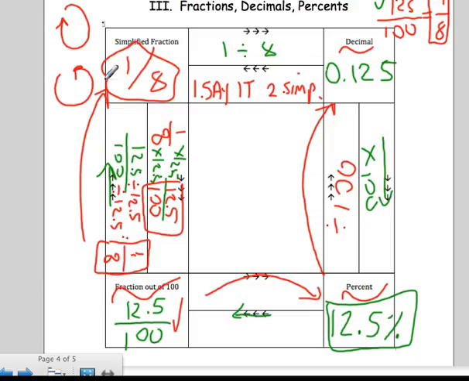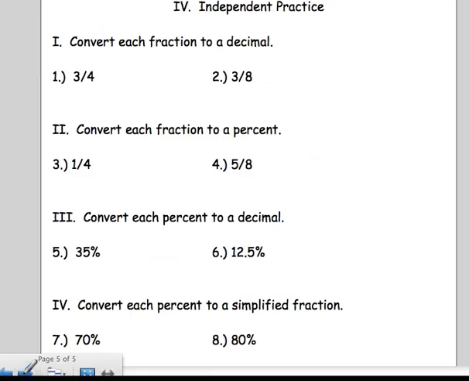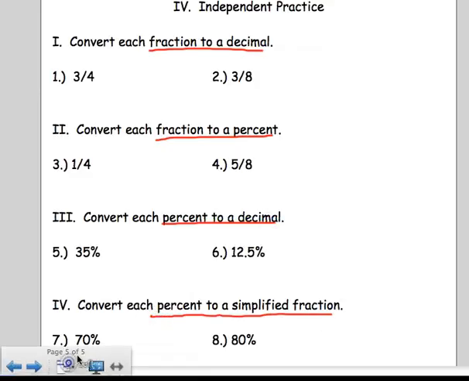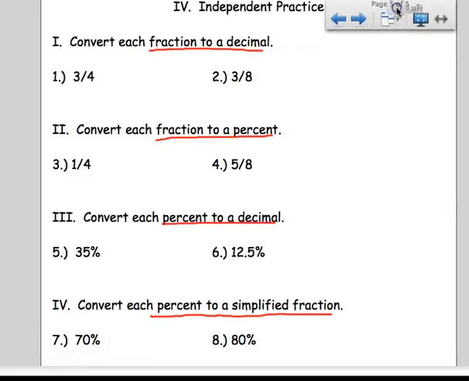At this point, you've completed a fairly simple and then a fairly complicated example of turning a fraction to a decimal to a percent to a fraction out of 100. Now it's time for independent practice. Please convert each of these fractions to decimals, then each of these fractions to a percent, each of these percents to a decimal, and each of these percents to a simplified fraction. If you complete these problems and do well enough, you should be ready to retake objective assessment 2A.2 through 3. Good luck.